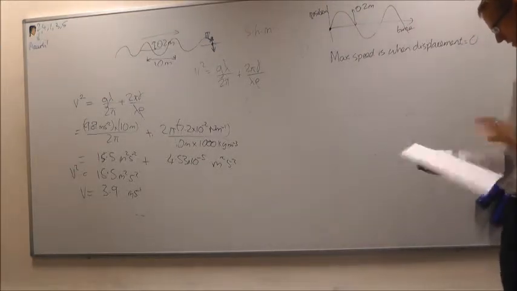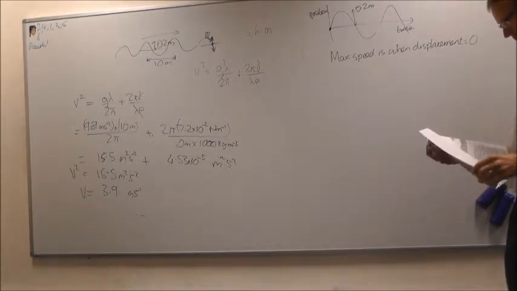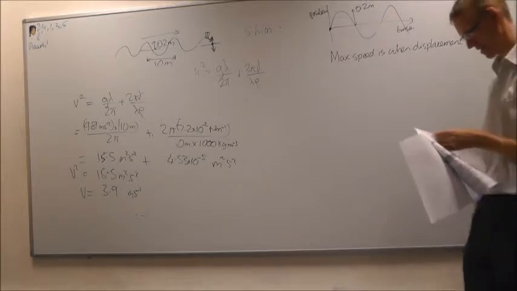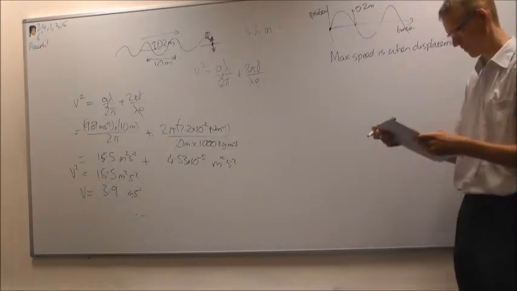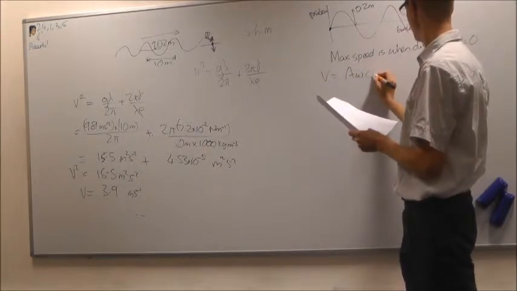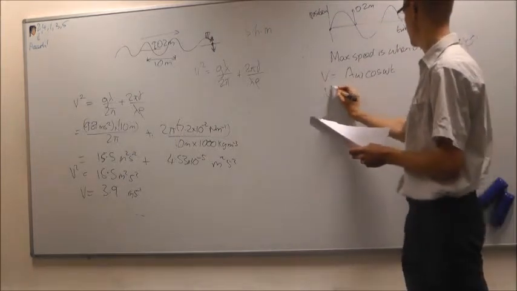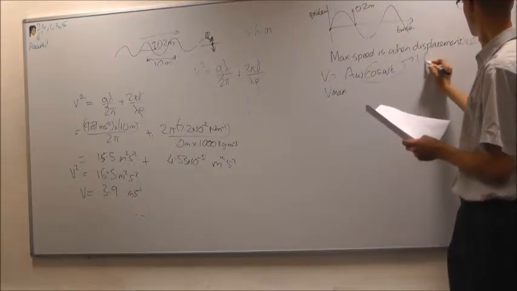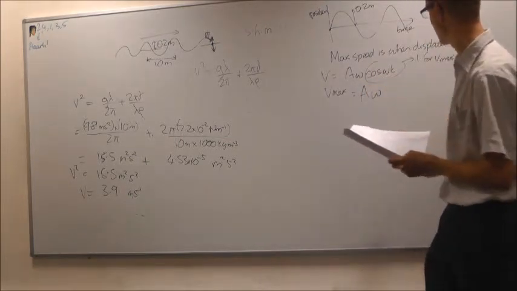They're probably given this in the front. If not, you can work it out. Here's our equations. Simple harmonic motion. V is amplitude times omega times cosine omega t, where you've got a sine wave. So V max is just A times your angular velocity.